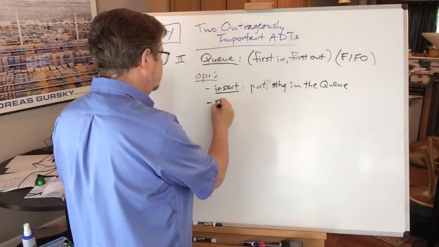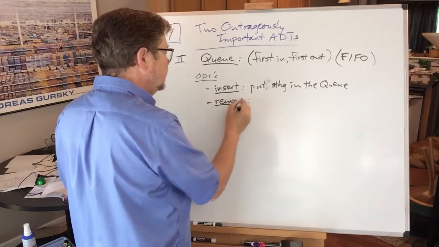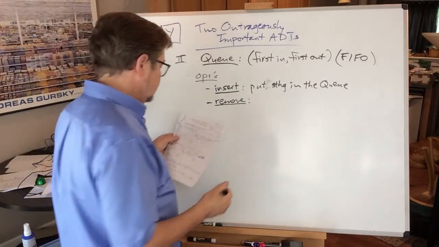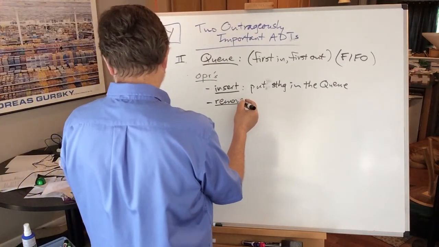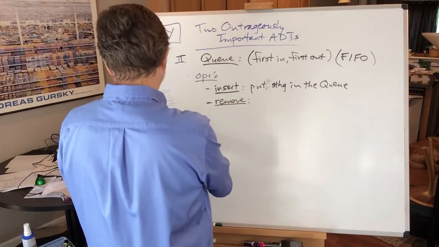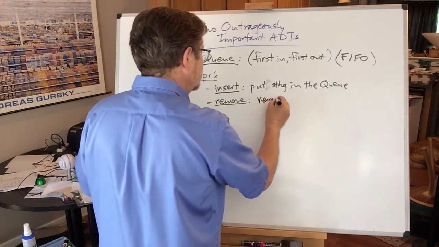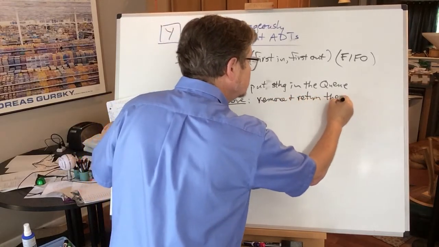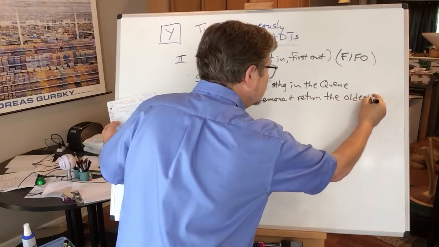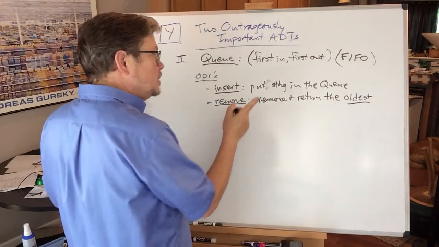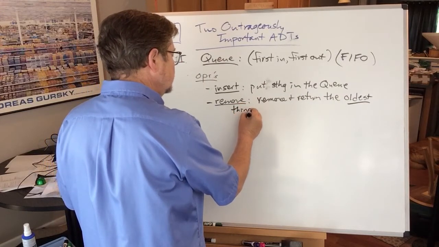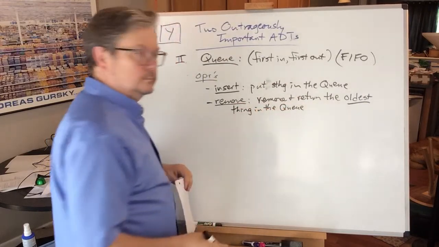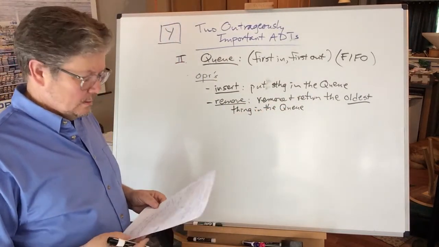Remove. Boring, boring, boring. Remove. Take something out of the queue. How did I describe it for a stack? Remove and return. Remove and return the oldest. The one that's been waiting the longest. That's only fair, isn't it? Return and remove the oldest thing in the queue. Seems more fair than a stack, doesn't it?